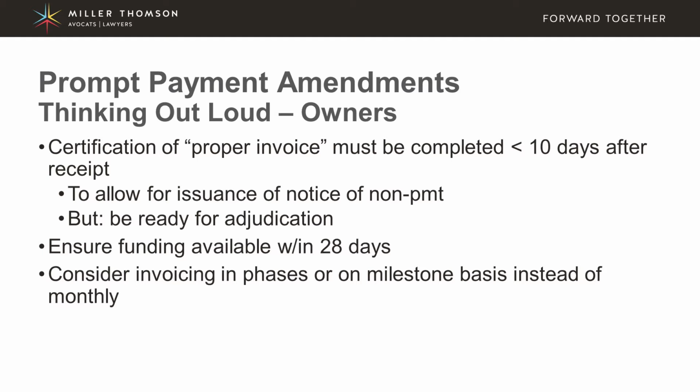Now, in order to get around this, there is the ability for owners to amend the invoicing provisions in a contract so that the invoices are only to be issued in particular phases or on a milestone basis instead of monthly. But again, you have to insert that into the contract and get the general contractor's agreement to that term.